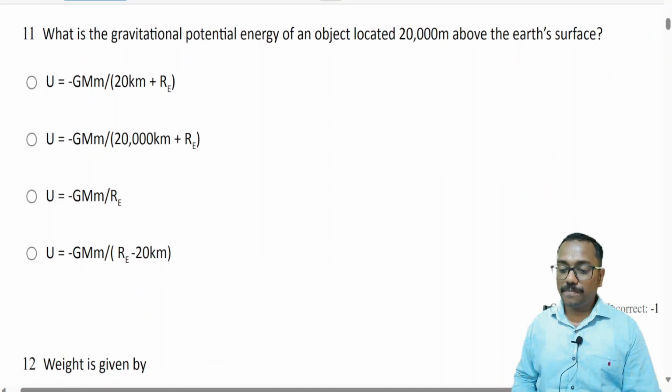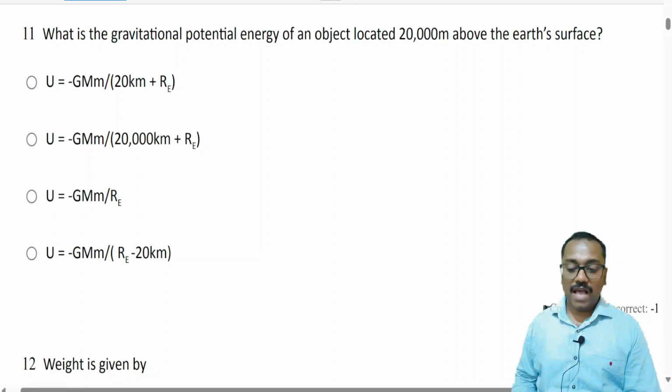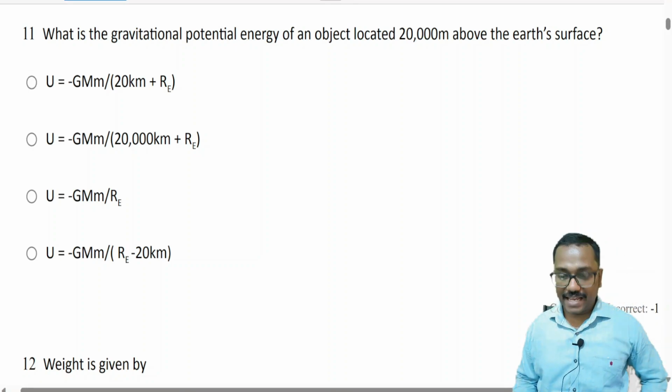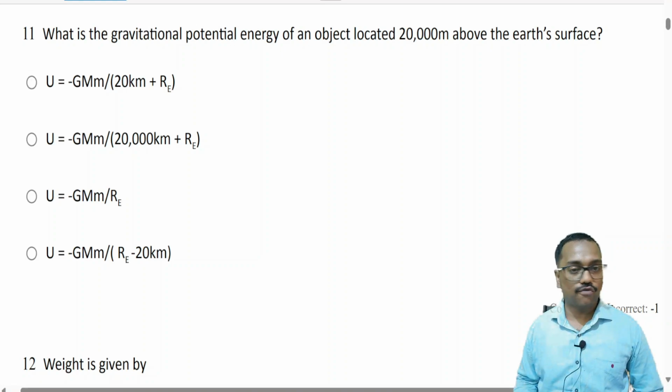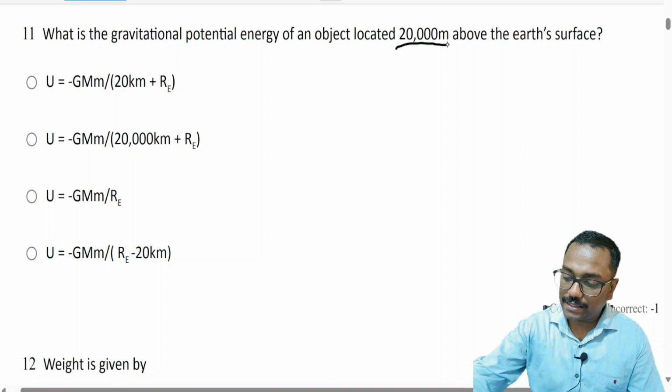Next is 11th one. What is the gravitational potential energy of an object located 20,000 meter above the Earth's surface? Option 1 is U is equal to minus GMm upon 20 kilometer plus RE, radius of the Earth. Second option, U is equal to minus GMm upon 20,000 kilometer plus RE. Option 3 is U is equal to minus GMm upon RE, and fourth option is U is equal to minus GMm upon RE minus 20 kilometer. So students, see here, it is 20,000 meter.